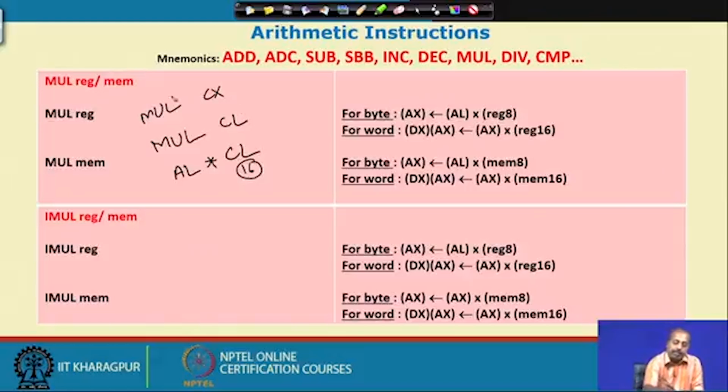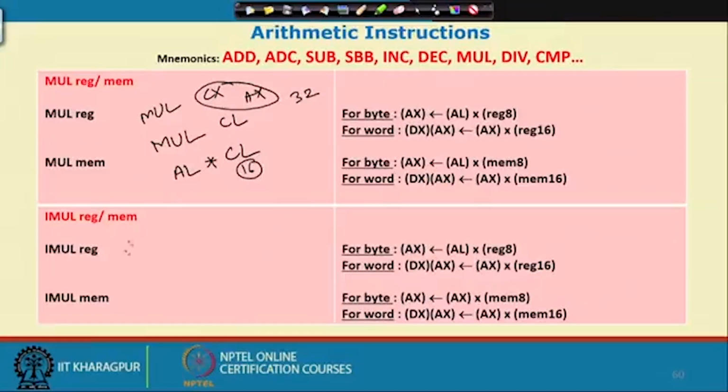So, it is expected that the AX register holds the other operand and CX is the other register operand that we have. So, AX will be multiplied by CX. As a result, this multiplication will produce a 32 bit output. Out of this 32 bit output, the DX register will hold the higher order 16 bits and the AX register will hold the lower order 16 bits. So, that is how this multiplication instruction will take place.